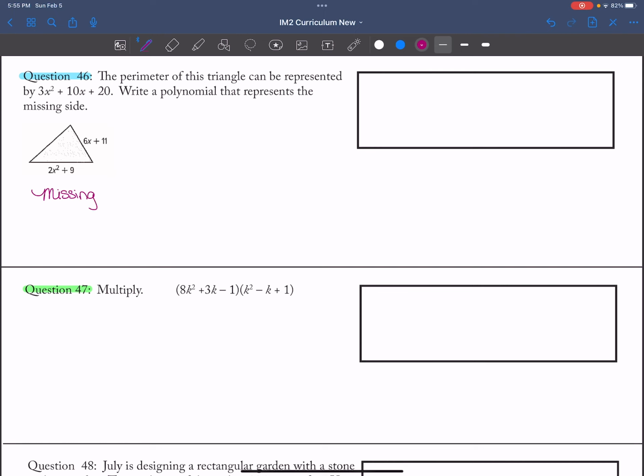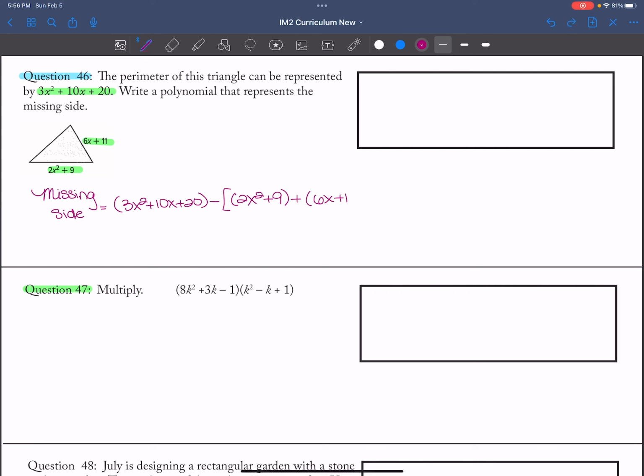Okay, so we're going to find the missing side for this problem. I'm given the perimeter of the triangle, and I'm given the two side lengths, and I'm trying to find an equation to write for the missing side. So the missing side will be the total perimeter, so the 3x squared plus 10x plus 20, and then I'm going to subtract off the other sides that I already know. So that is my 2x squared plus 9, and then plus my 6x plus 11.